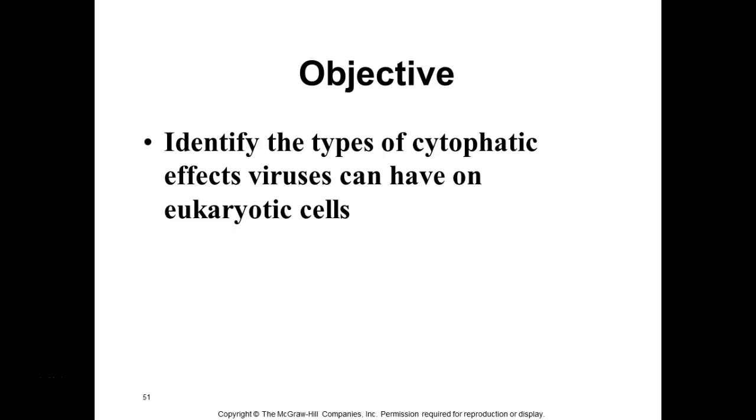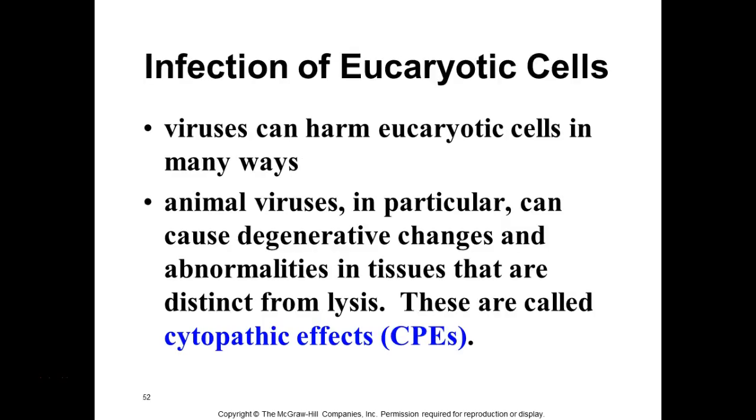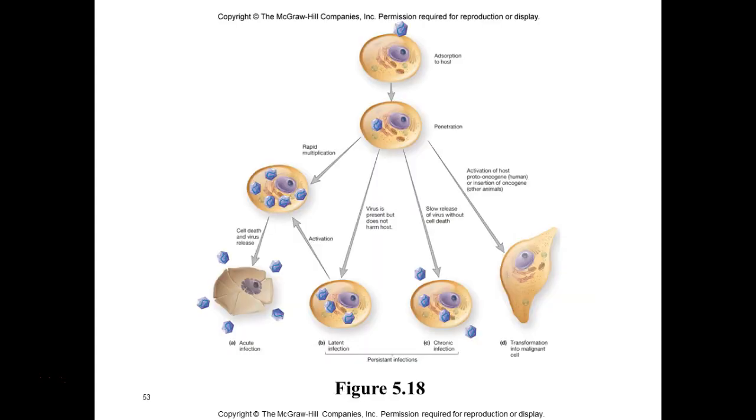So, in eukaryotic cells, when viruses get in, sometimes they don't necessarily kill the cell. They'll cause changes in the cell, what we call cytopathic effects. So as we know, they can harm our cells. Animal viruses in particular can cause degenerative changes and abnormalities in tissues that are distinct from lysis, right? So these are our cytopathic effects.